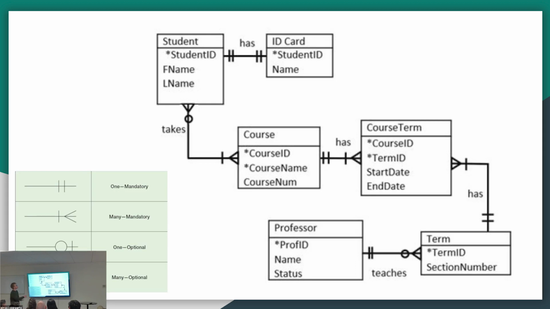Let's look at that in practice. Here, you can refer to our little chart here. Can anyone tell me, for example, what the relationship is between students and ID cards? Yes, in the front. 1-to-1. How do you know? Because one student should have one ID card. Right? Doesn't that make sense?